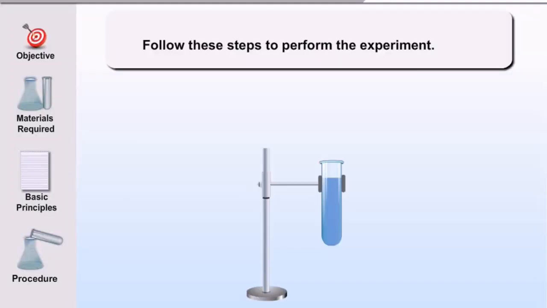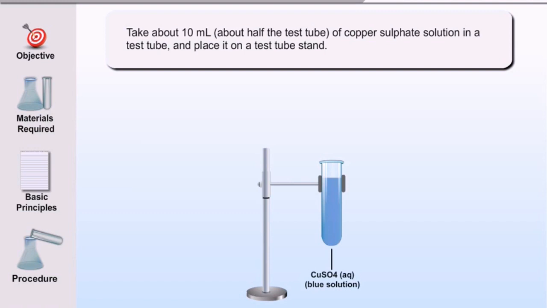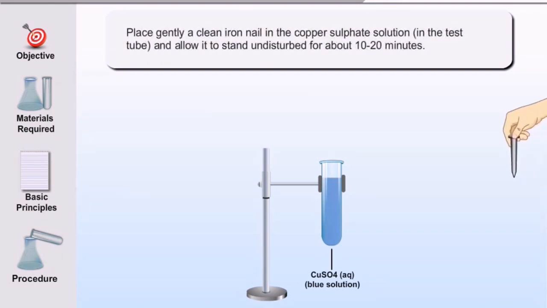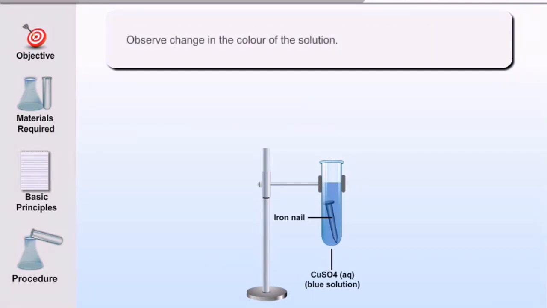Procedure. Follow these steps to perform the experiment. Take about 10 ml, about half the test tube, of copper sulfate solution in a test tube and place it on a test tube stand. Place gently a clean iron nail in the copper sulfate solution in the test tube and allow it to stand for about 10 to 20 minutes. Observe change in the color of the solution.